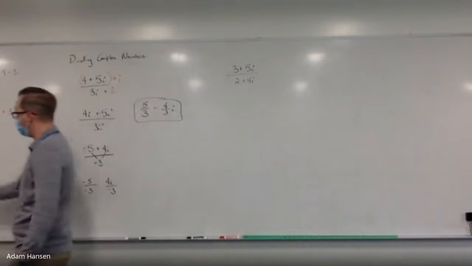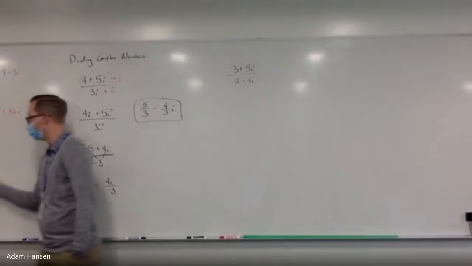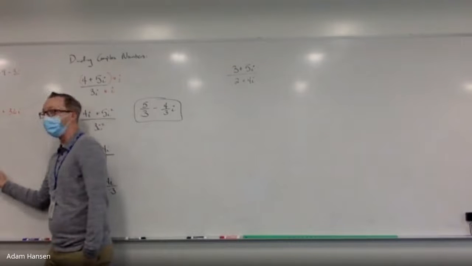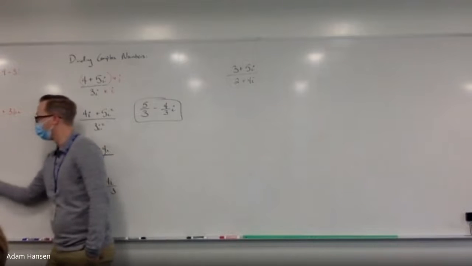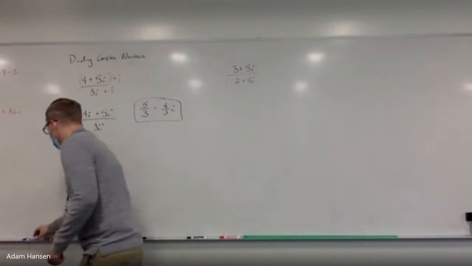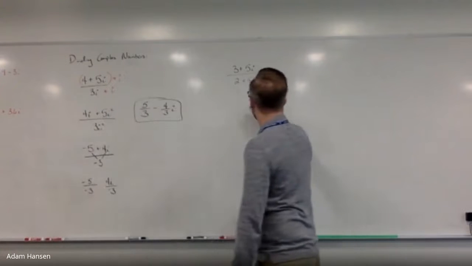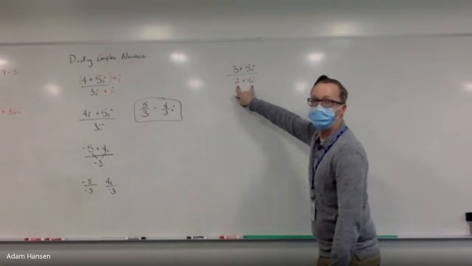When I was multiplying 5 plus 3i times 5 minus 3i, what did I get when I multiplied those two together? Just 34. Because what's going to cancel out? Different signs, same numbers. So let's multiply by what's called the conjugate. What's the conjugate of 2 plus 4i? 2 minus 4i.